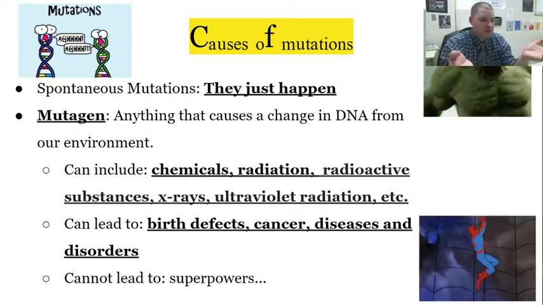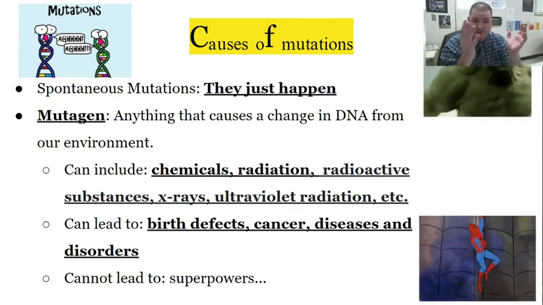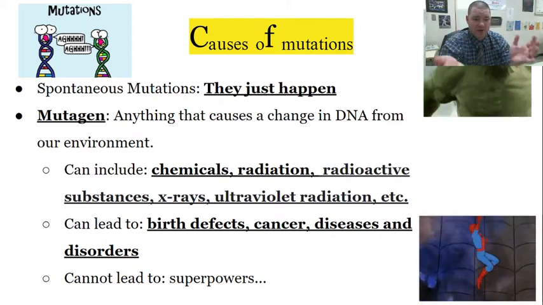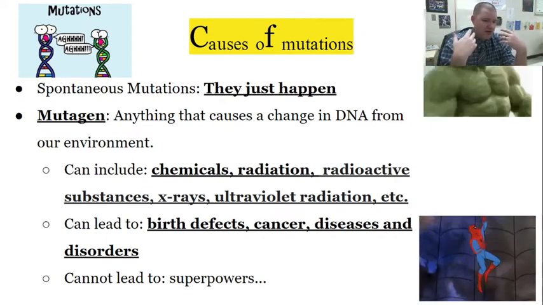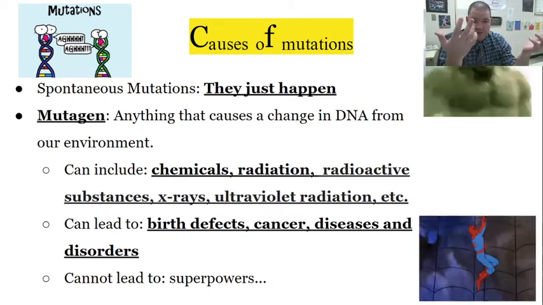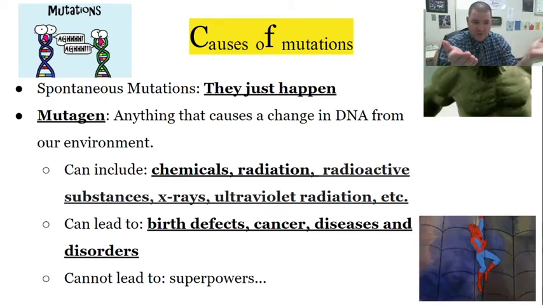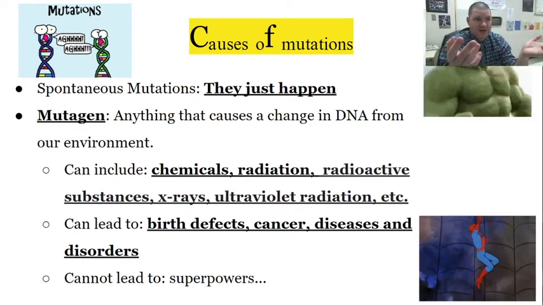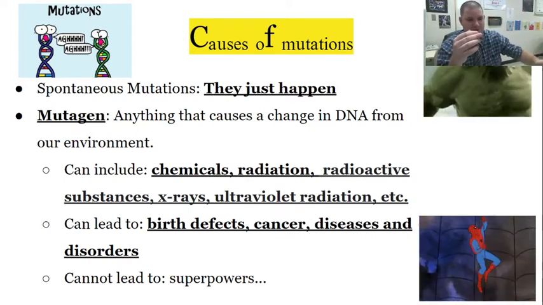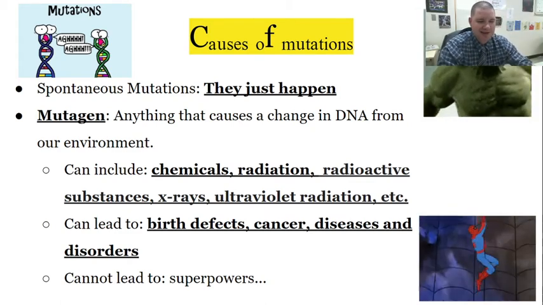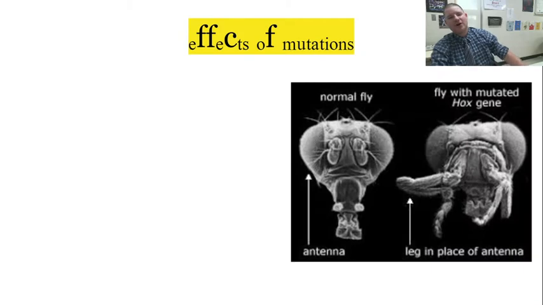What it can lead to then are different things. If the person is pregnant and comes into contact with this, it can lead to things like birth defects. In older people, things like cancers can develop because of a mutation. And other varieties of different diseases and disorders can come into play. What it does not lead to are superpowers.